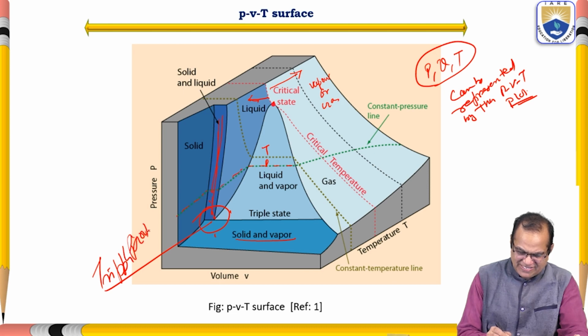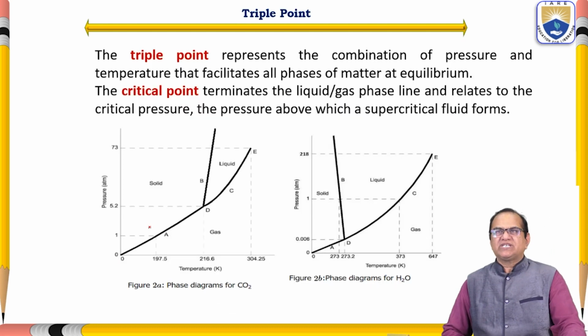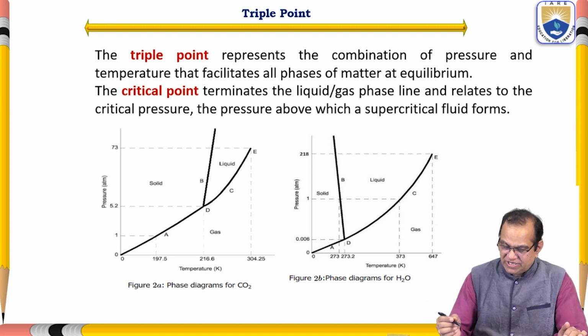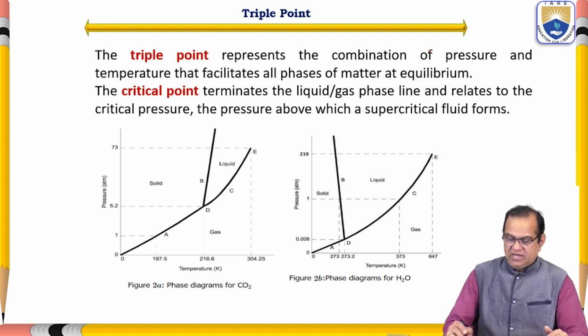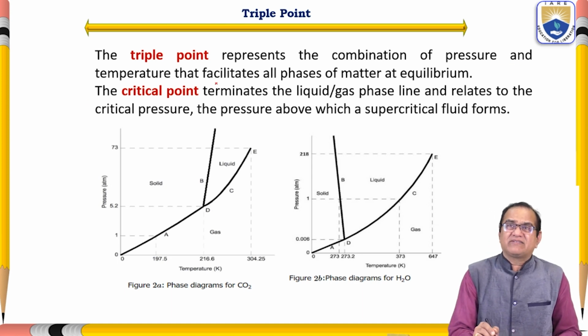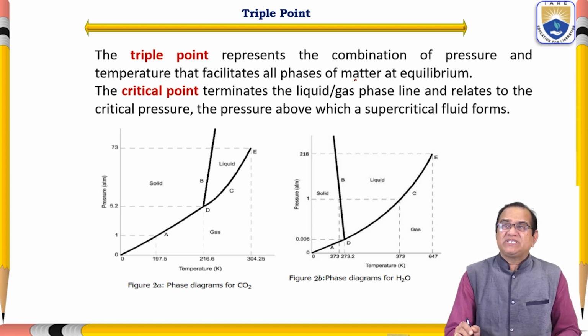So what is the significance of this point? I am going to discuss it in this slide. The triple point represents the combination of pressure and temperature that facilitate all phases of matter at equilibrium. So what is the pressure and the temperature that represents all the three phases?